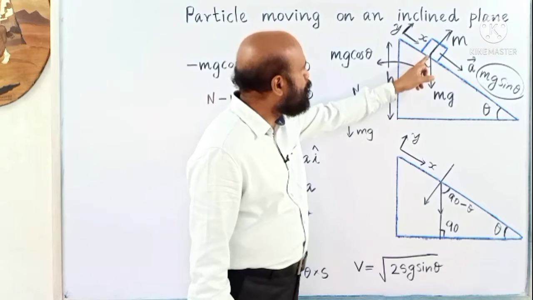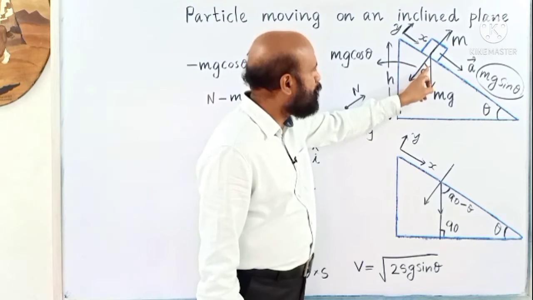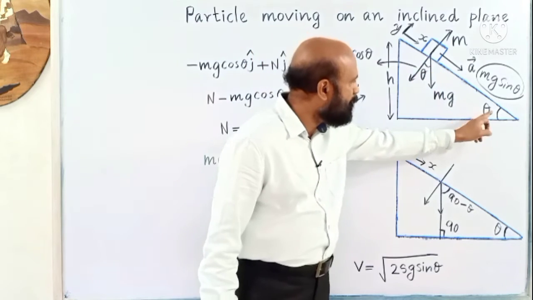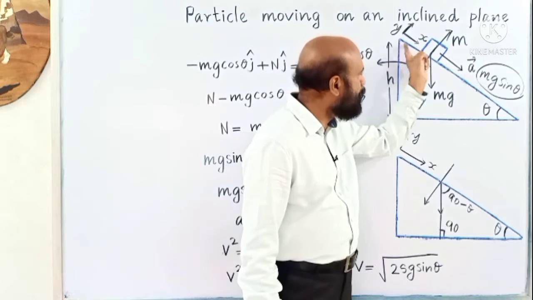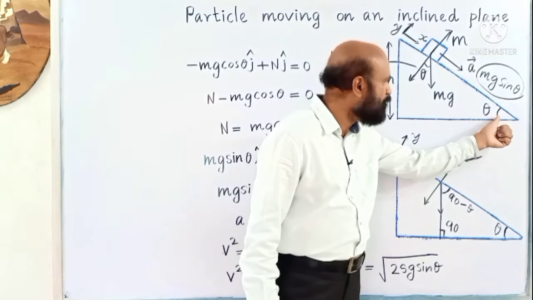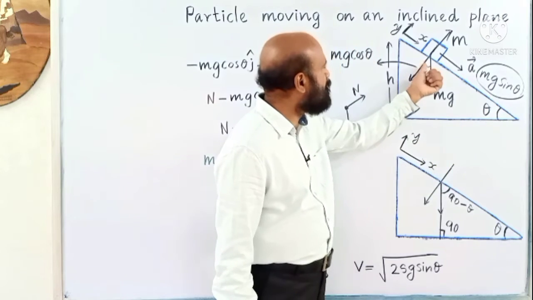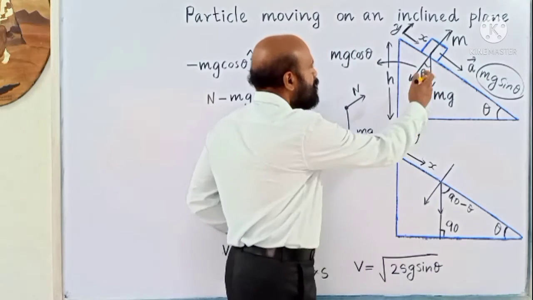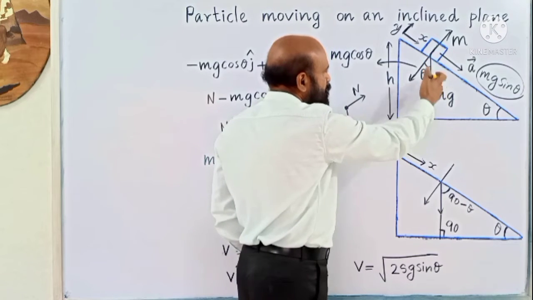Now it can be resolved into two components, where it is making theta. So this angle is theta, the angle made by the inclined plane with the horizontal is theta. Then when this angle is theta, this angle is also theta. So this is the direction in which acceleration due to gravity is acting.